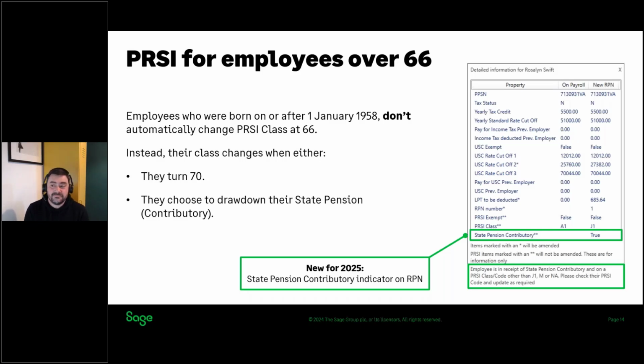Now, last year, it wasn't so easy to work out whether an employee has drawn down their state pension unless you asked them. So Revenue have now added an indicator to the RPN. So if there is an employee that's drawn down their state pension and they're on an incompatible PRSI code, you should be alerted at the point you import their RPN. So do keep an eye out for that. It's one of the improvements in 2025.